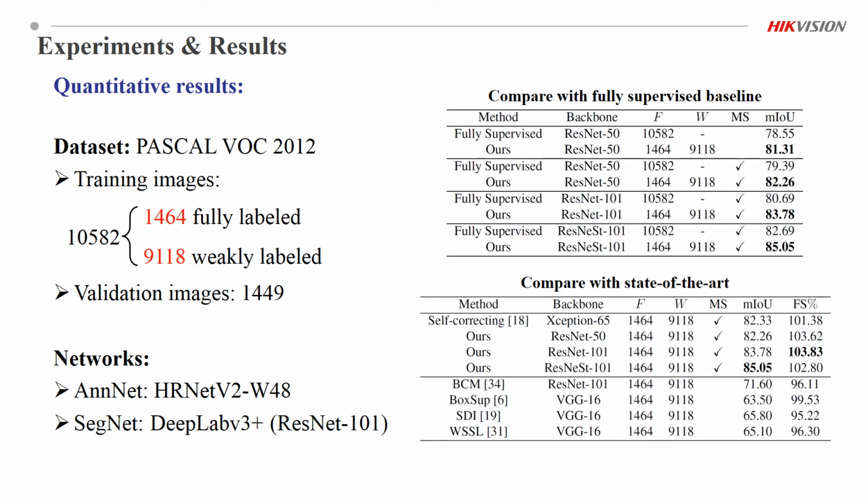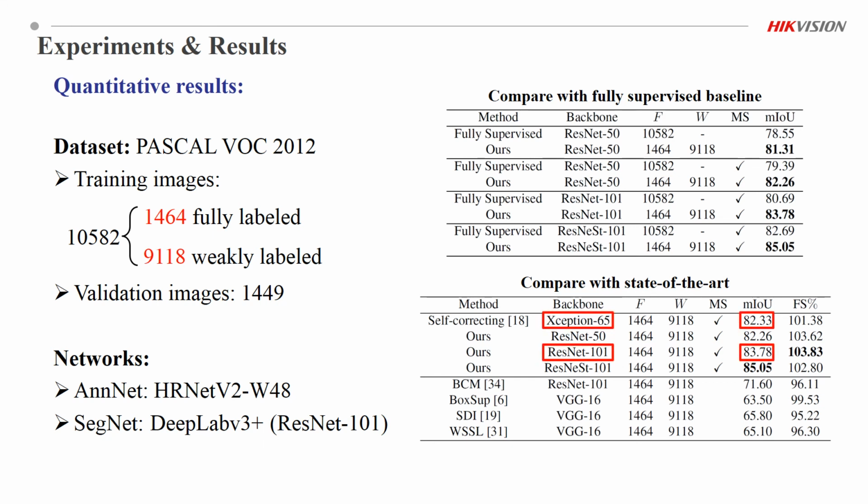We evaluate our method on VOC dataset. We train our method using about 1,000 fully labeled images and 9,000 weakly labeled images with only bounding box labels. It can be seen that our method outperforms the fully supervised baseline by a large margin under different backbone networks.